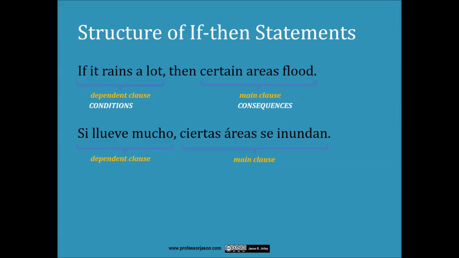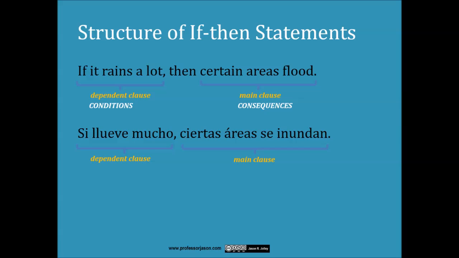So on this slide we see 2 examples of simple if-then statements in English and in Spanish. And you can see that if-then statements involve 2 clauses, a dependent or subordinate clause and a main clause. The dependent clause begins with the subordinating conjunction if, or si in Español, and it expresses certain conditions. So if it rains a lot, si llueve mucho, that's our dependent clause, those are the conditions. The main clause expresses the implications or consequences of the condition. So in this case, right, then certain areas flood, or ciertas áreas se inundan.